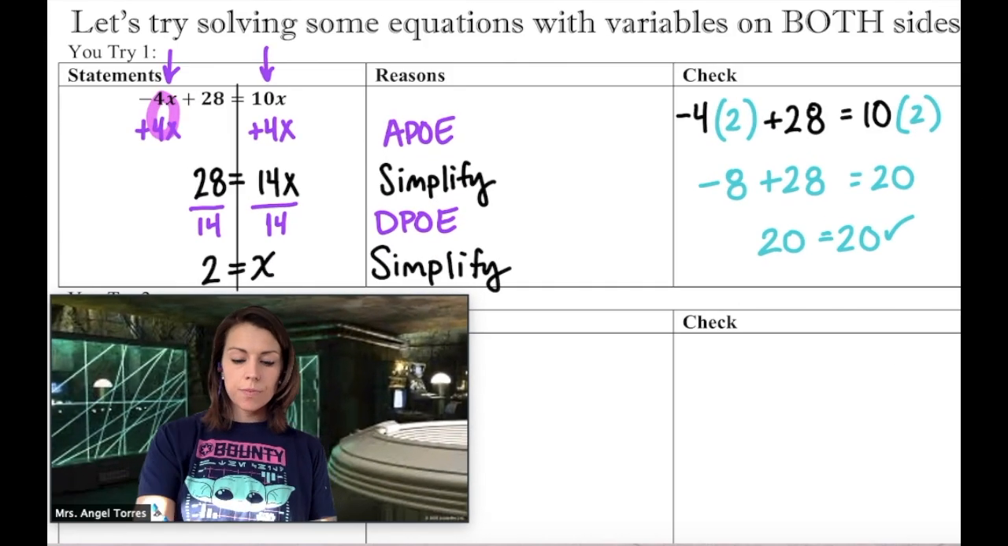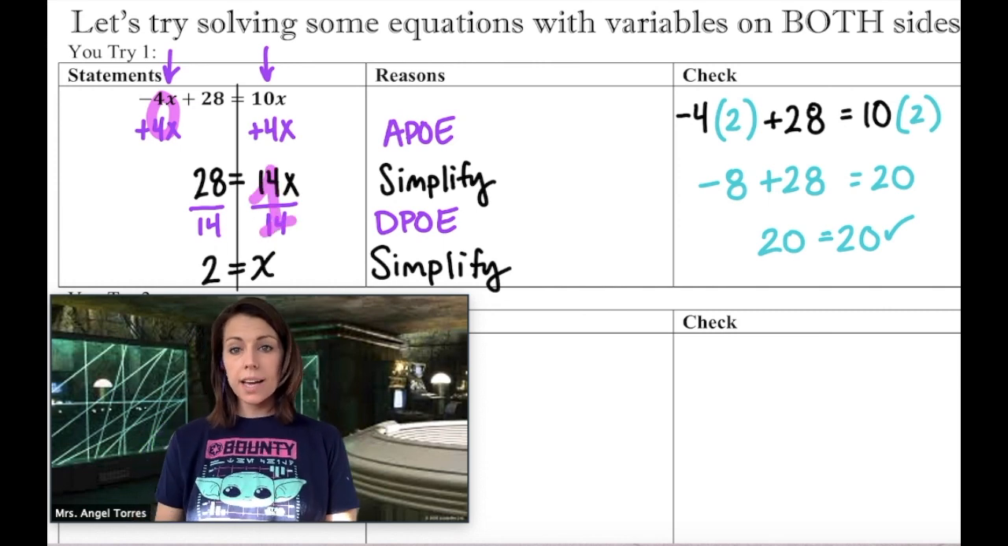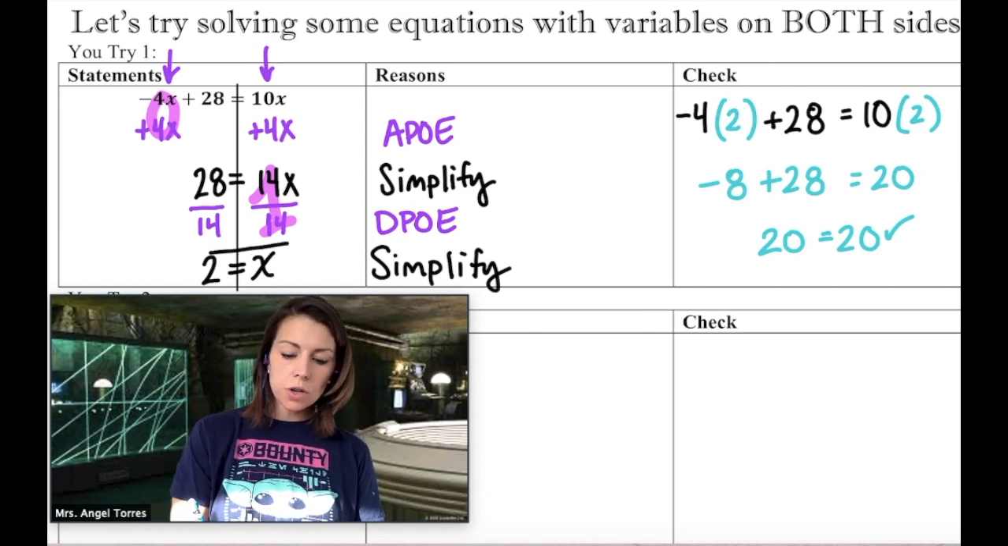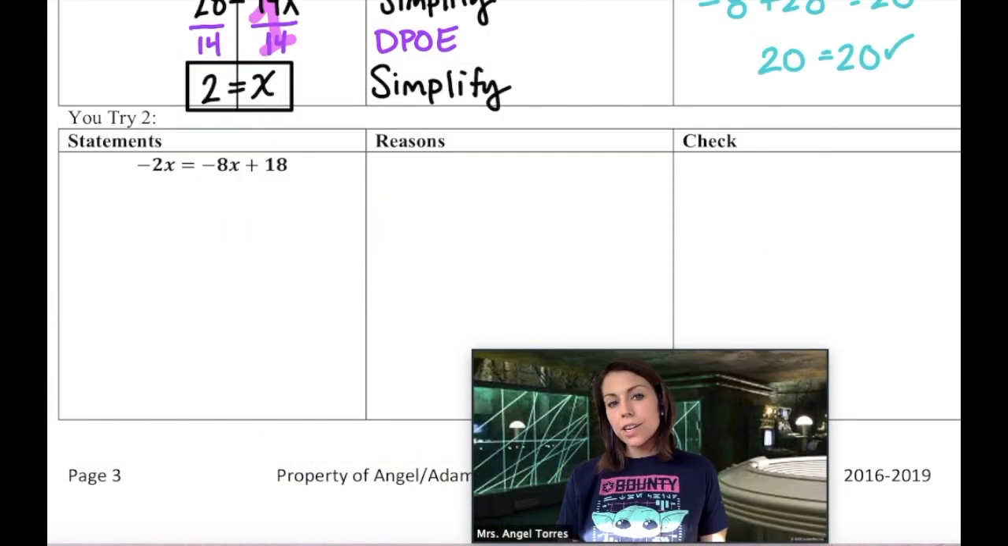Let's see how you did. I chose to divide both sides by 14x to create a big 1 and ended up with 2 equals x. Come over there to the check, and it does work out, which means that this is deserving of the box because x equals 2 is a solution to this equation. Let's take a look at you try 2.